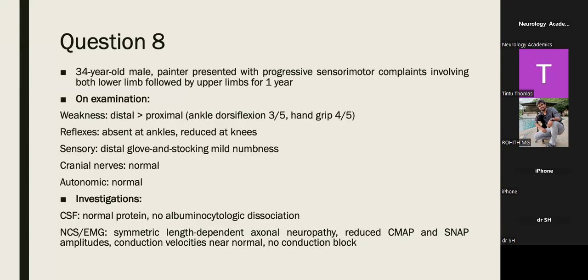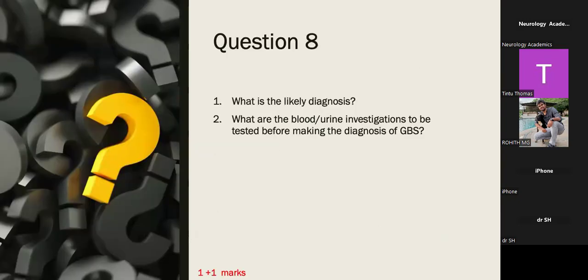On investigation, CSF showed no albuminocytological dissociation, normal protein. NCS showed a symmetric length-dependent axonal neuropathy, reduced CMAP and SNAP amplitude. Conduction velocities were normal, no conduction block. The question is, what is the likely diagnosis, and what are the blood or urine investigations to be tested before making a diagnosis of GB syndrome?